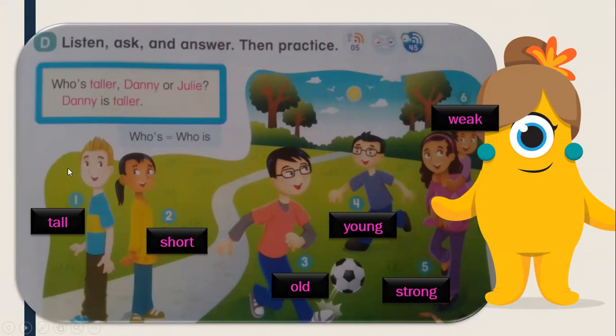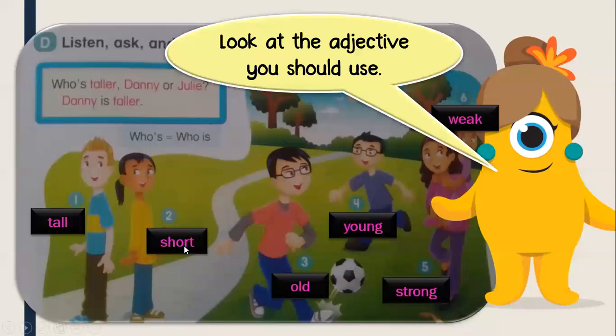Having this picture here, the information is. What will be the answer? Danny? No, of course not. The answer will be Julie. Julie is taller, but that was not the question. The question was, who's shorter, Danny or Julie? Well, the answer is Julie is shorter. Shorter. Julie is shorter.